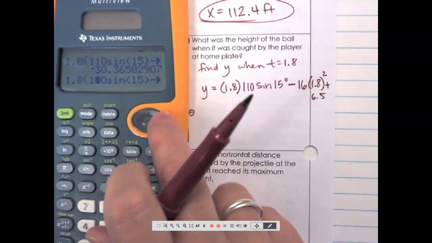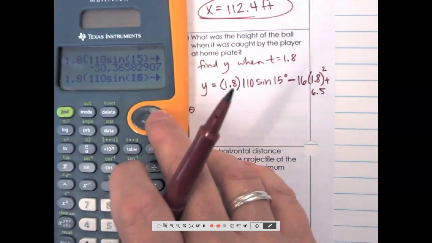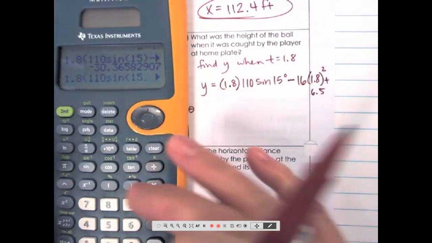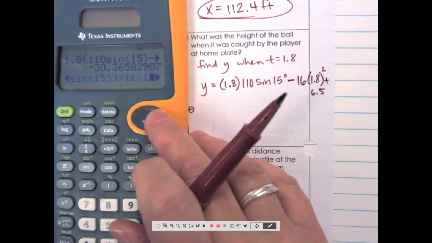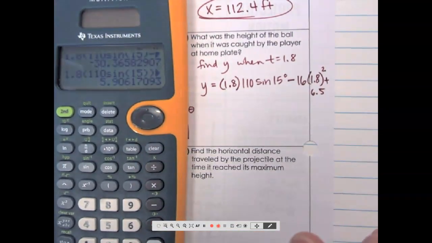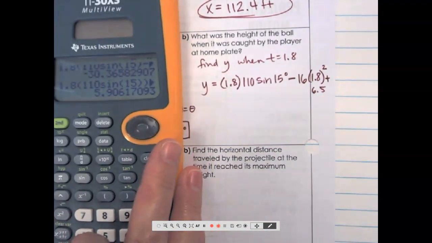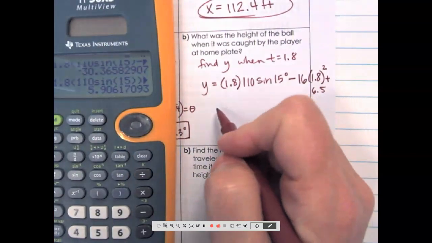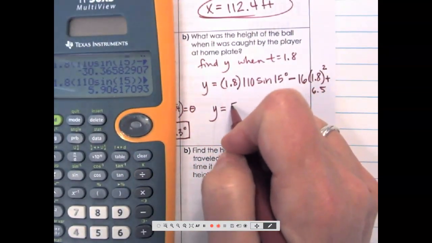1.8, 110, sine 15. Oh, I didn't close off that. There we go. Minus 16 times 1.8 squared. Okay. There we go. Oh, do y'all like that answer? I guess it's on the way back down, which would make sense. So 5.9 feet.